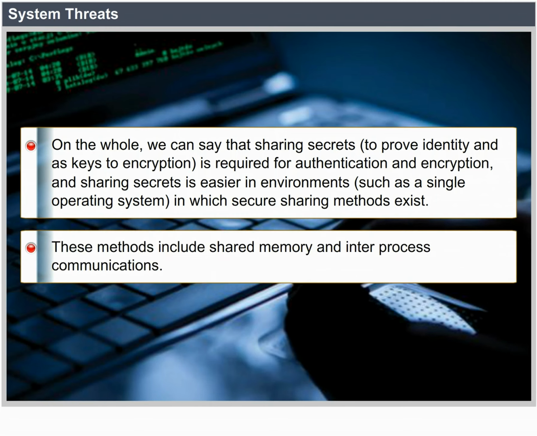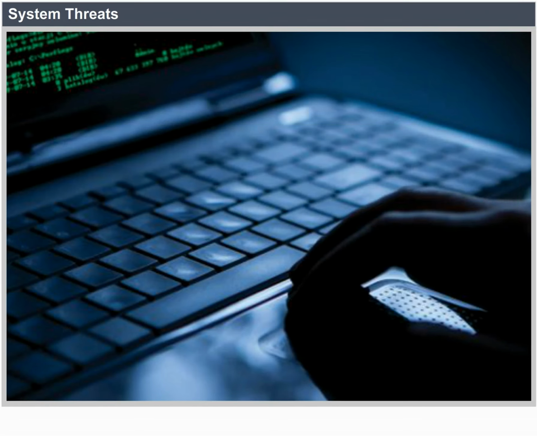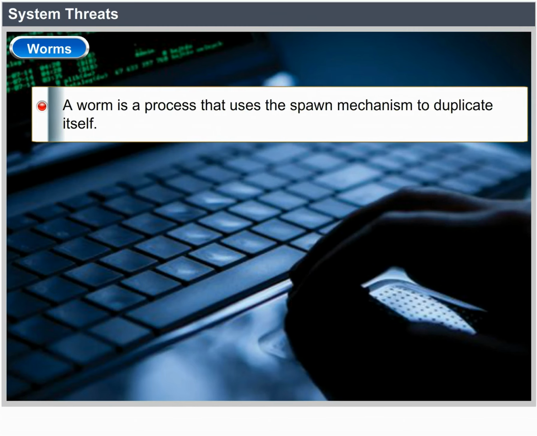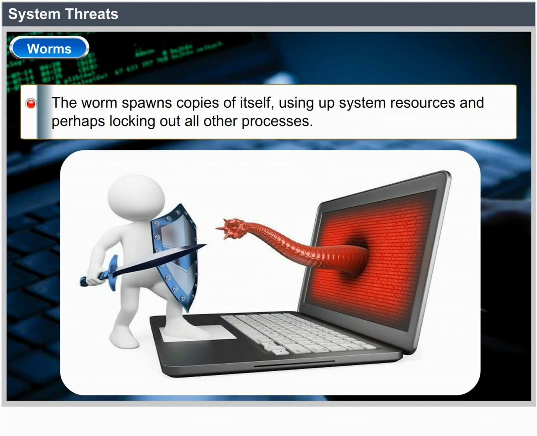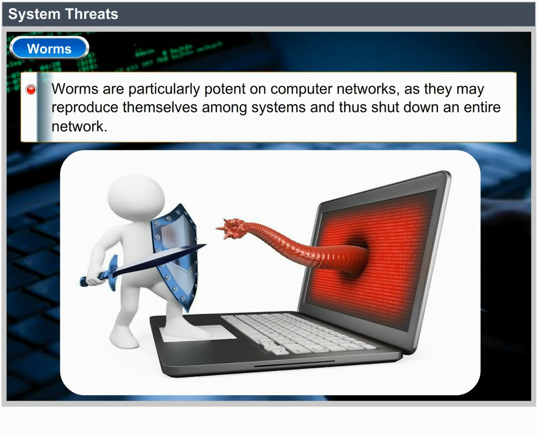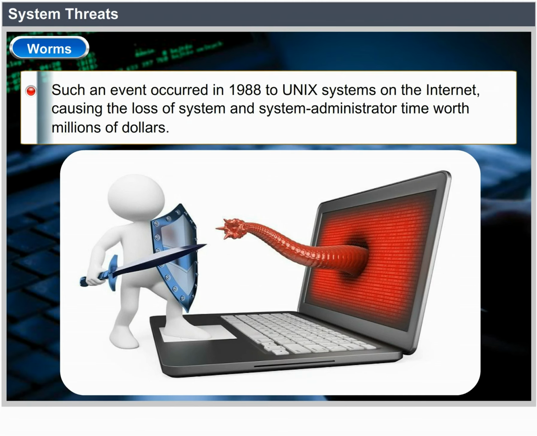Worms. A worm is a process that uses the spawn mechanism to duplicate itself. The worm spawns copies of itself, using up system resources and perhaps locking out all other processes. On computer networks, worms are particularly potent since they may reproduce themselves among systems and thus shut down an entire network. Such an event occurred in 1988 to Unix systems on the Internet, causing the loss of system and system administrator time worth millions of dollars.